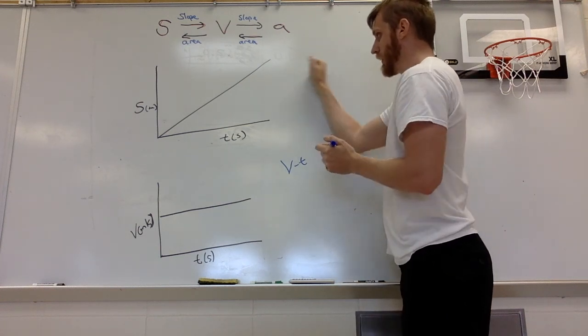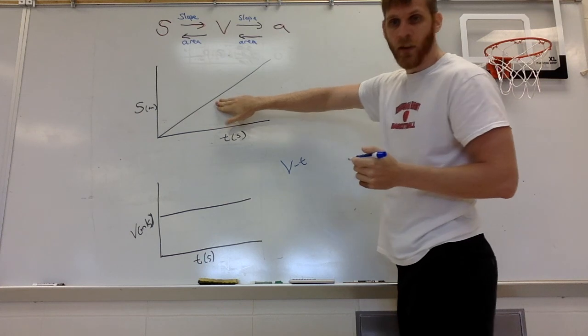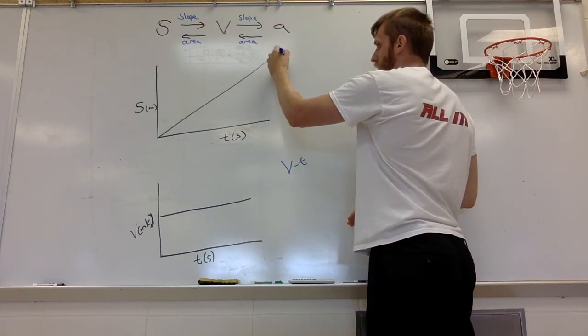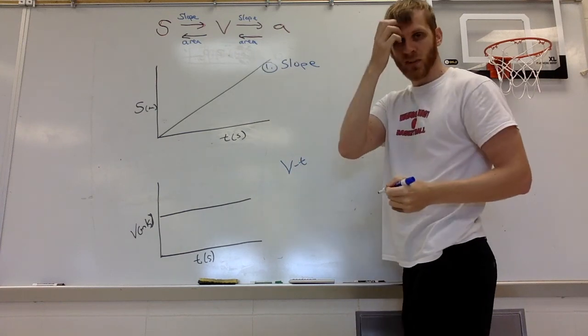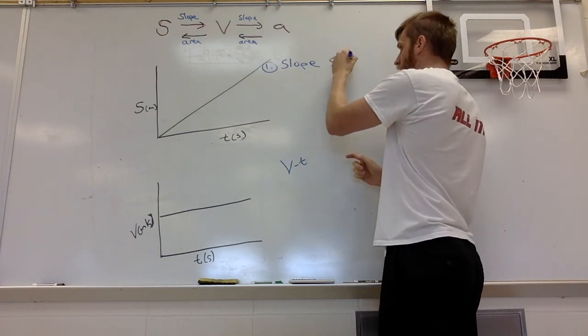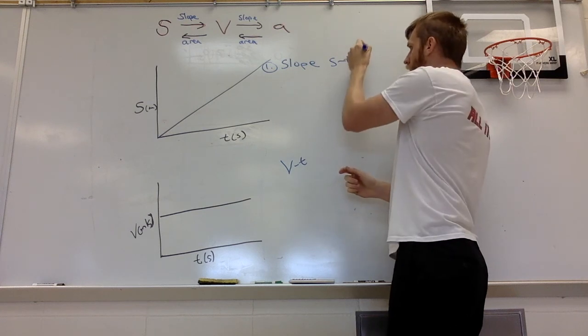I'm going to erase this. What is the slope of the displacement versus time graph, an ST graph? So question 1 is find the slope. What's the slope of ST? So you're going to write down slope of ST equals blank.